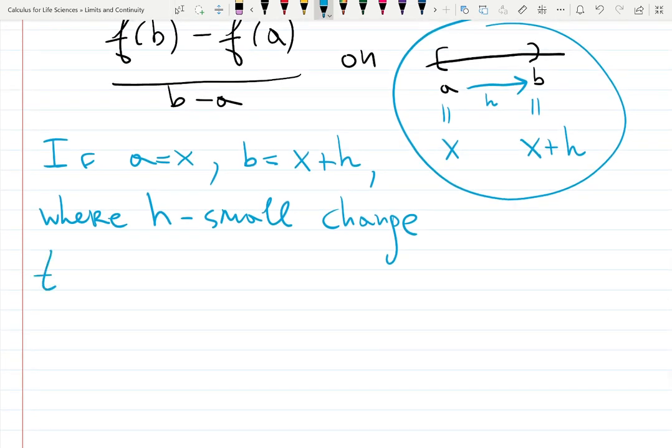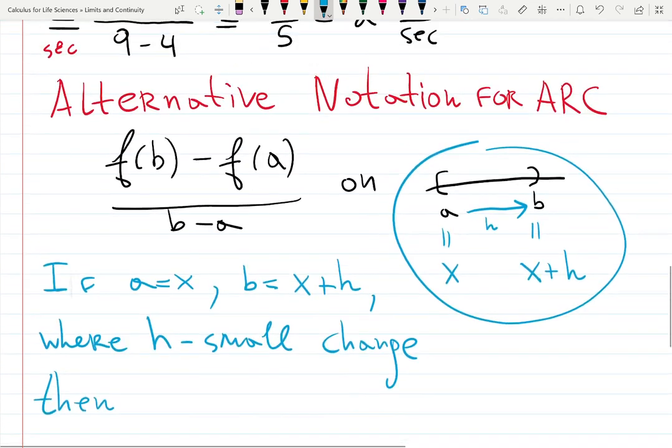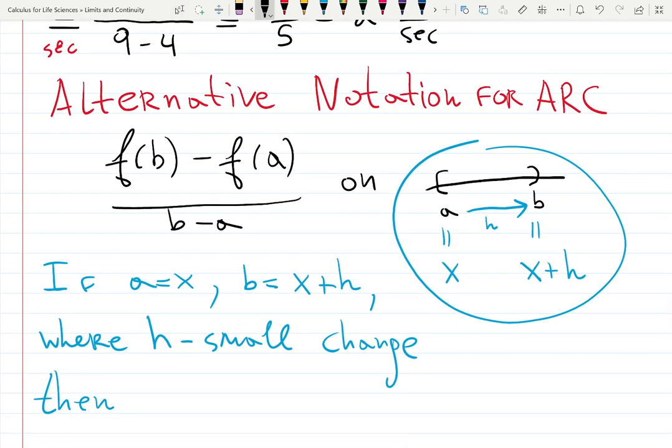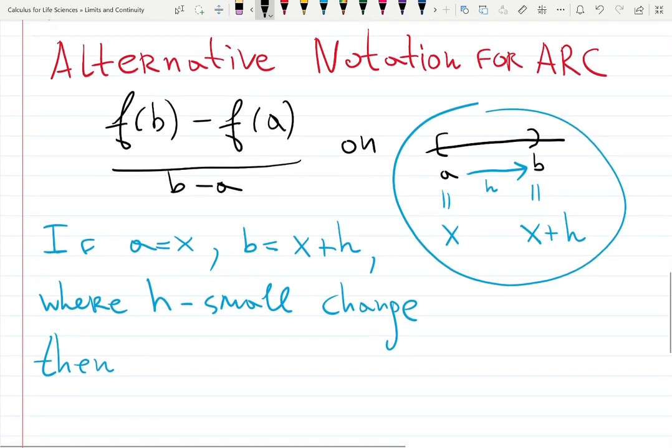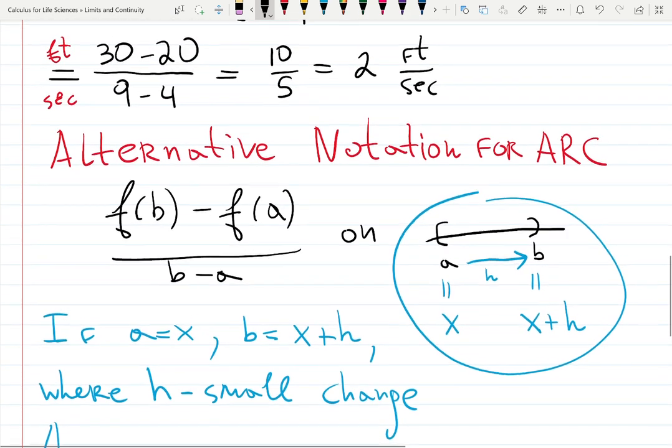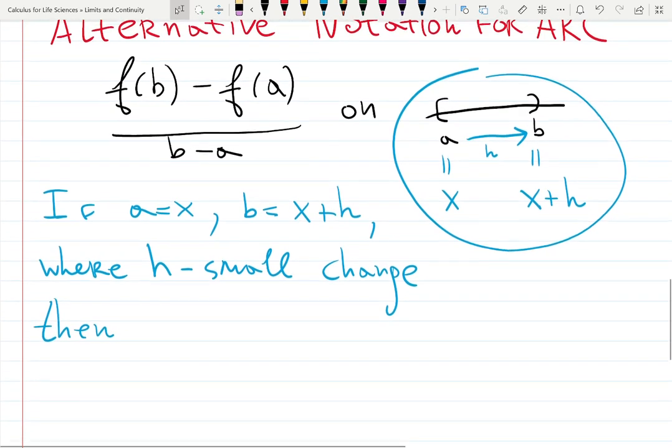Then, what? Then I plug it in. I'll keep it like so for now. I plug it in. Did you get it? Yeah? Oh, you wanted this one? No. Yeah, here it is.